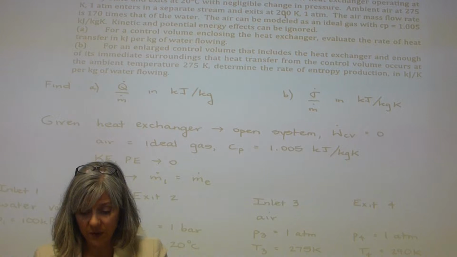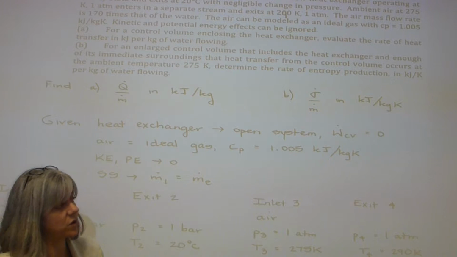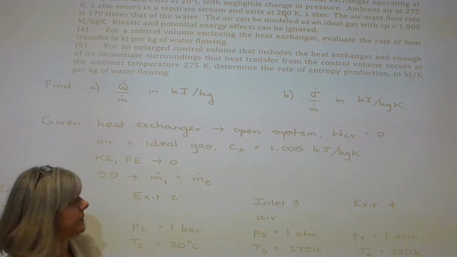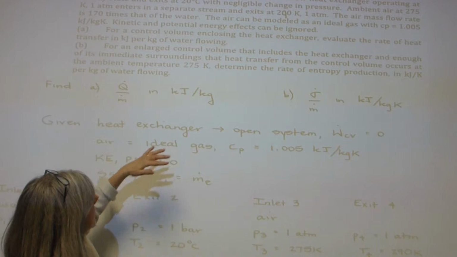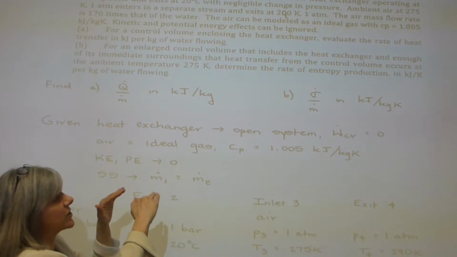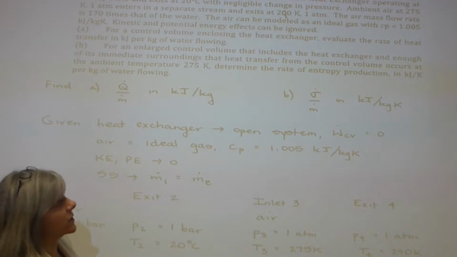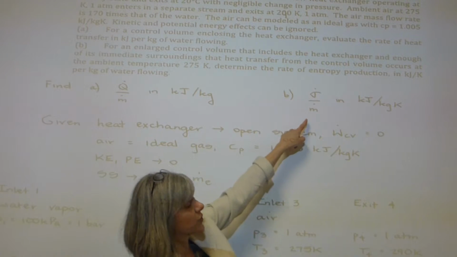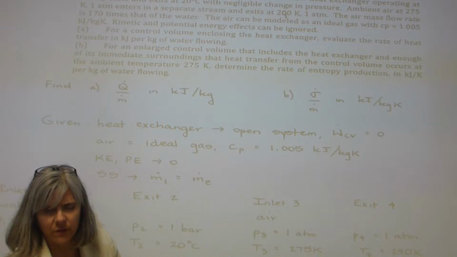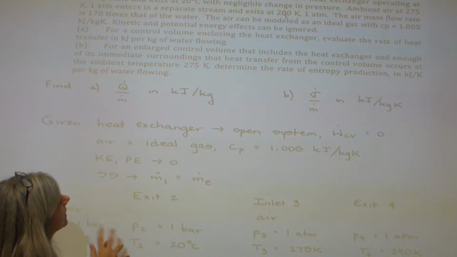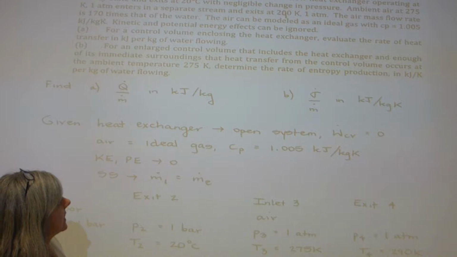So then the question becomes, for a control volume that is the entire heat exchanger, evaluate the rate of heat transfer in kilojoule per kilogram. So again, we have this because it's kilojoule per kilogram. And then additionally, for an enlarged control volume that includes the heat exchanger and just enough of the surroundings that we can know what the ambient temperature is, we're going to find entropy production, again, in kilojoule per kilogram Kelvin. I may have dropped off a Kelvin on a previous problem. Okay, and so then we would know for that one that T of the boundary would be 275.